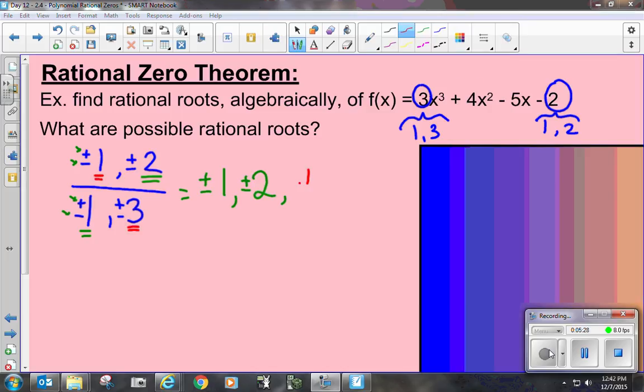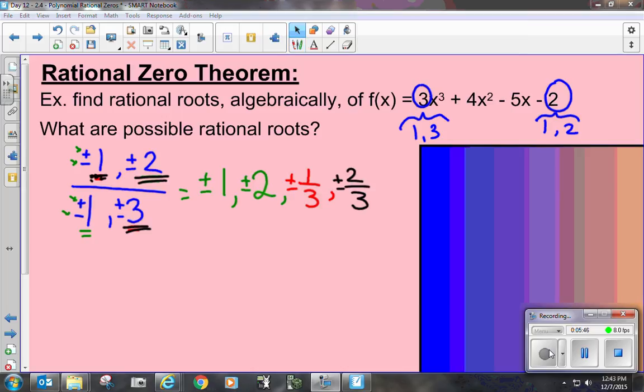So it would be 1/3. Again, it's plus or minus. Or I could have a 1 on top, or 2 on top, and a 3 on the bottom. So I have 2/3 plus or minus. Now this question isn't asking me to figure out what the roots actually are. These are just the possibilities. Now I have to go through and test these.